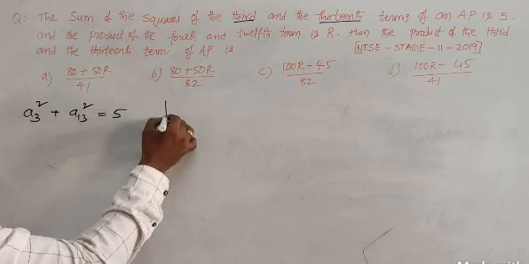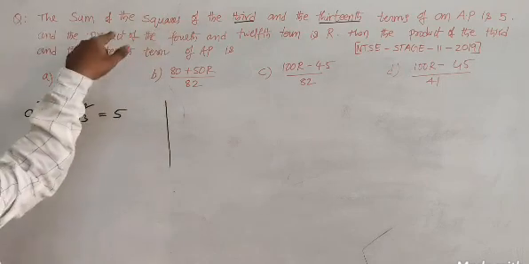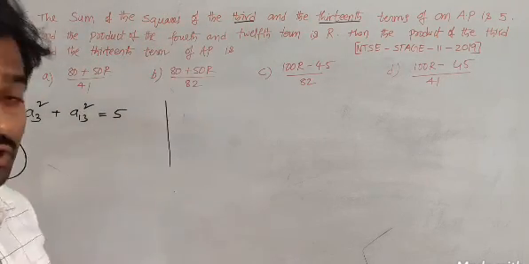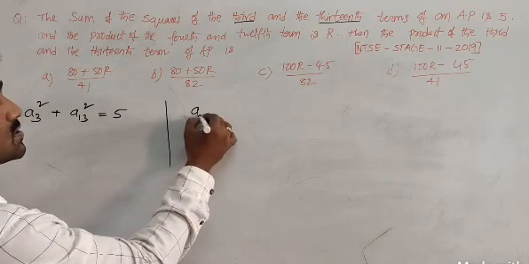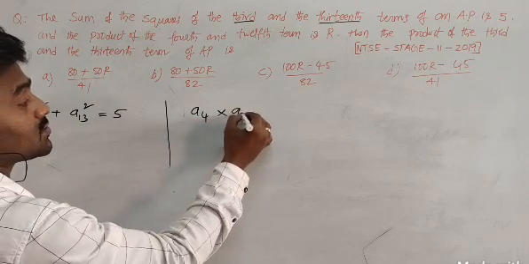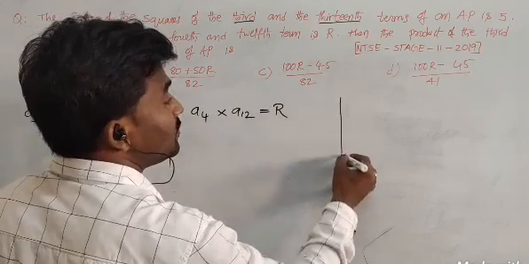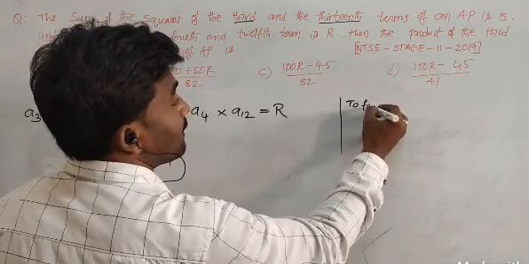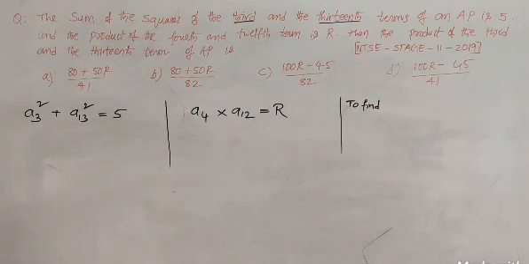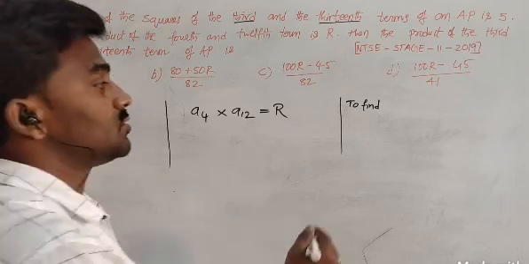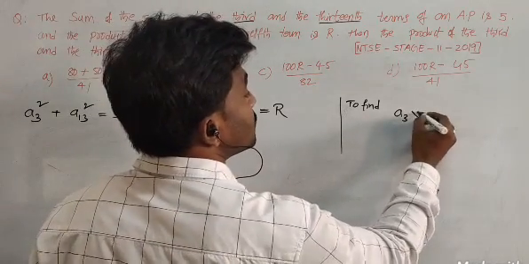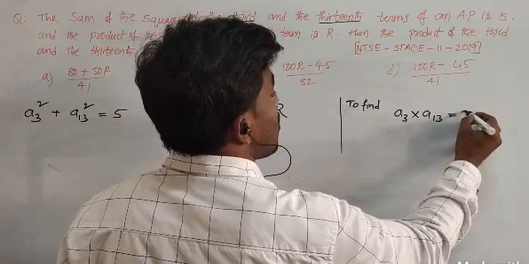Okay, and they have given you the product of the 4th and 12th term. Product of the 4th term A4 into the 12th term A12 is equal to capital R. We want to find the product of the 3rd and 13th term. So A3 into A13, how much is this?